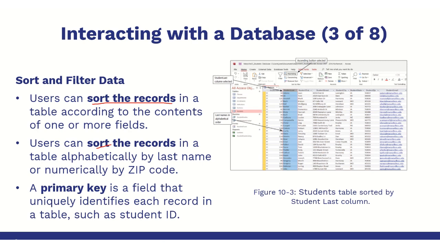Users can sort the records in a table alphabetically by, let's say, last name, or numerically by, let's say, zip codes.